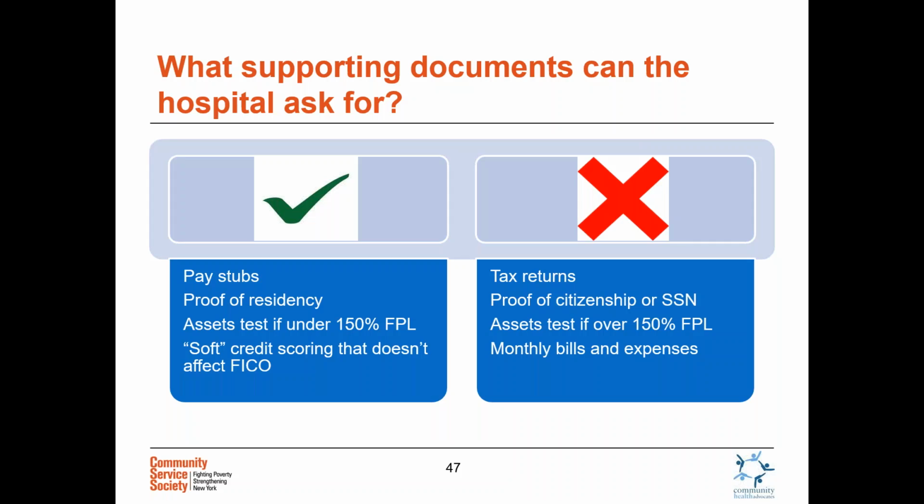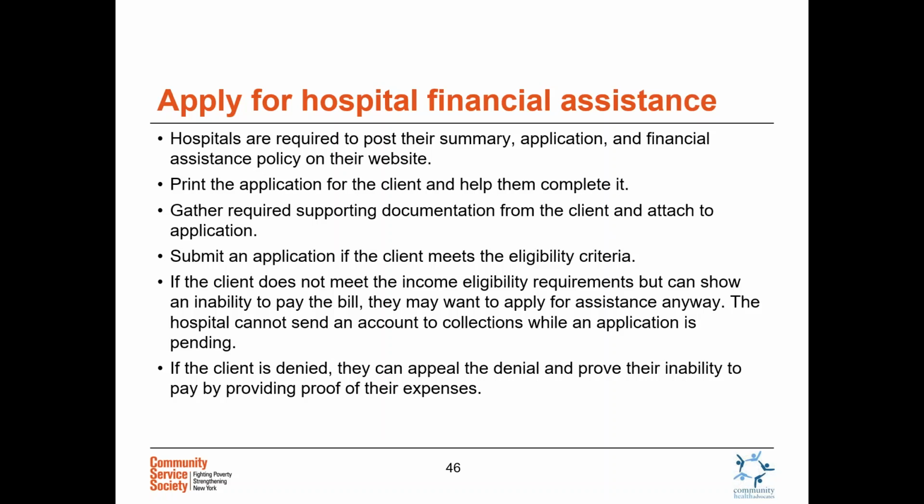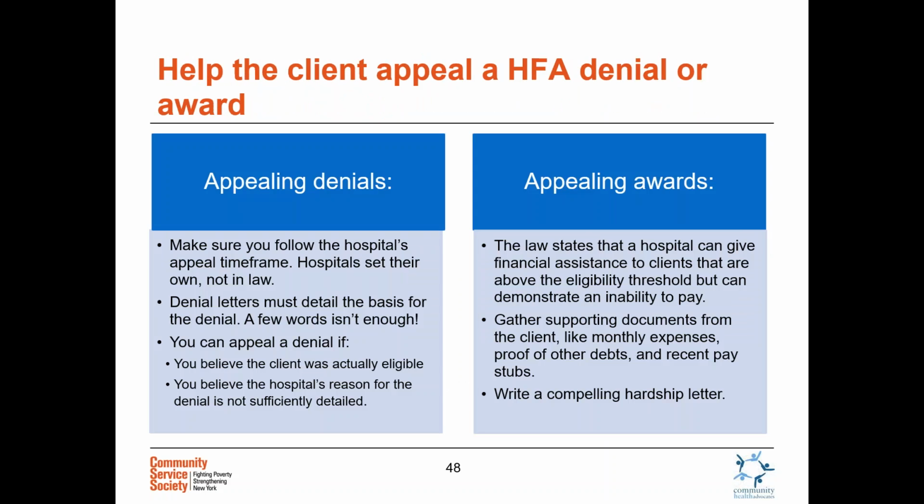Again, just getting a little more into detail about the supporting documents you will want your client to gather: pay stubs, proof of residency, an assets test if under 150%, and soft credit scoring. The hospital can't ask for tax returns, proof of citizenship, a social security number, an assets test if over 150% of federal poverty, or monthly bills and expenses. They cannot ask for those things, but you can always give them as part of your financial hardship application.